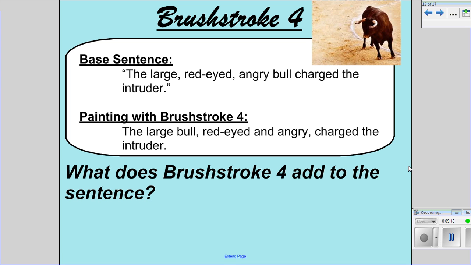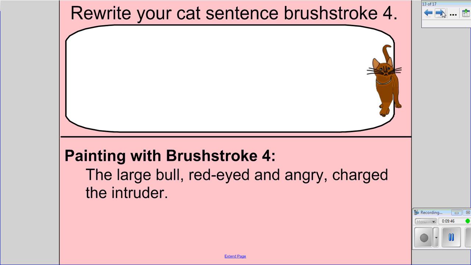Well, what does brushstroke 4 add to our sentence? Usually, we typically give our adjectives before we give the noun that it's describing. But by using brushstroke 4, you first give the noun, then you describe it using adjectives. So instead of saying the red-eyed, angry bull, you're going to say the bull, red-eyed, and angry. Makes our writing seem a little bit stronger.